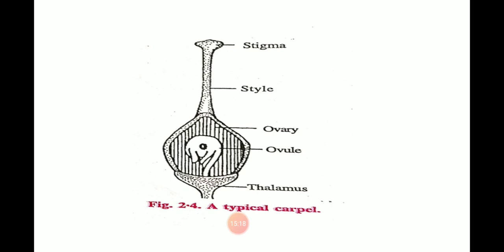Now the stigma needs to recognize whether the pollen grain which has fallen on it is of that plant species or not. Therefore, this stigma which receives the pollen grains which stick on its surface can only germinate inside the gynoecium if they are compatible pollen grains.